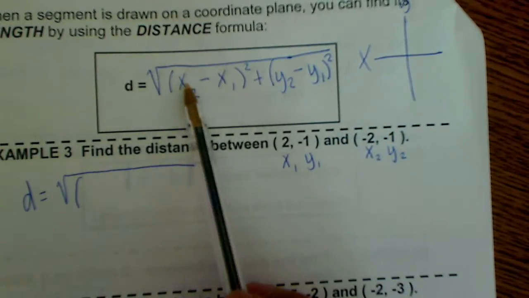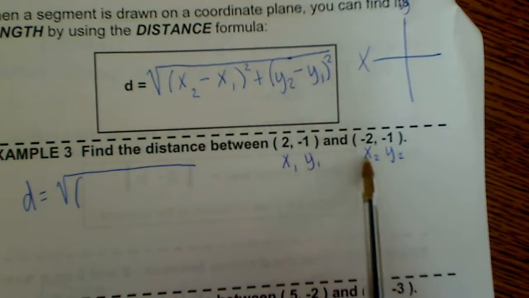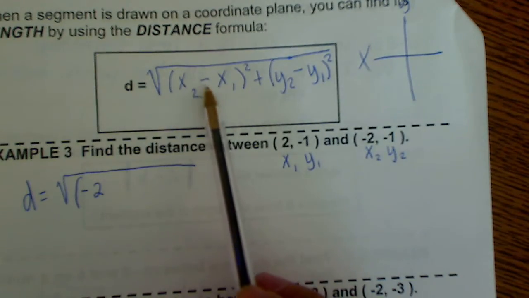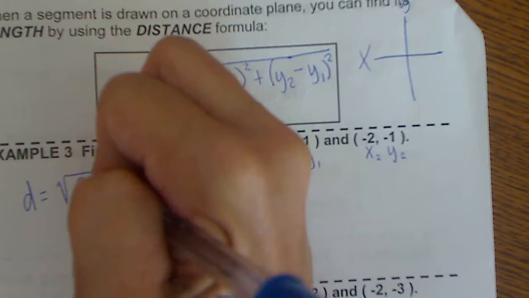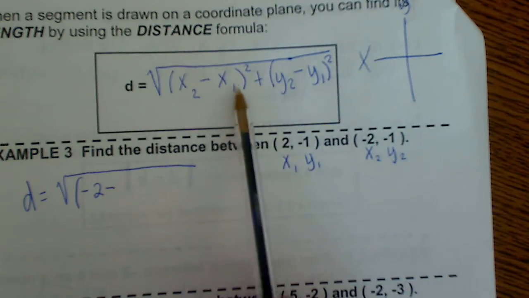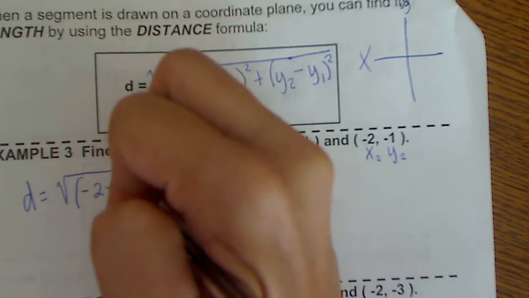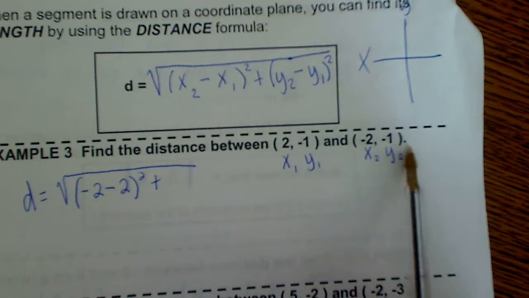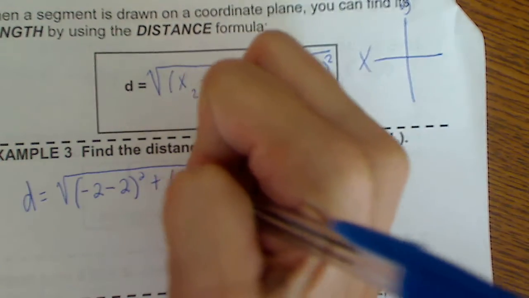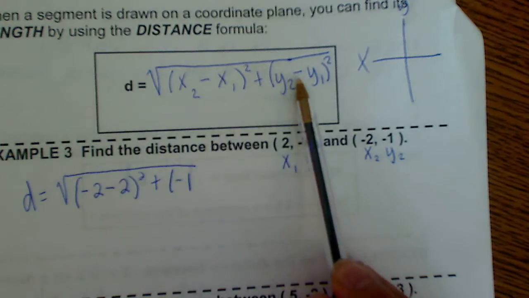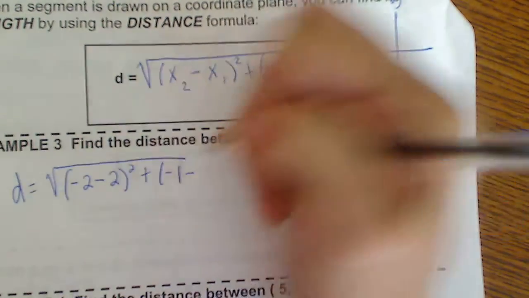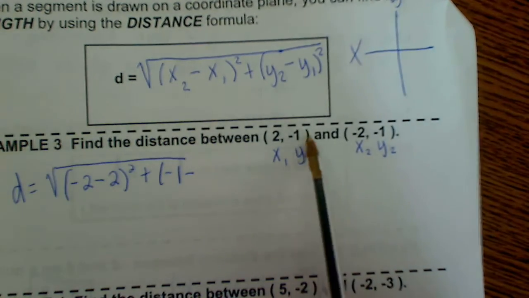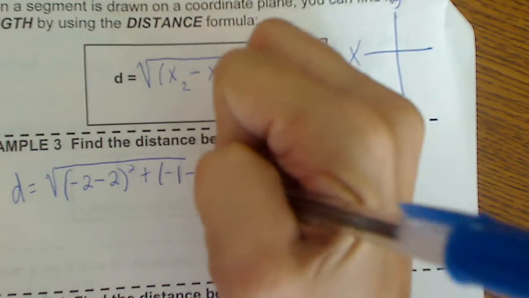And so I'm looking at my equation here, it says to put the second X first. So that's going to be a -2. My equation has a subtraction sign, so I put minus. And then I have my first X, which is 2. Then I have a plus in between those. My second Y, which is -1, minus, because that's part of my equation, my first Y, which is right here at a -1, squared.